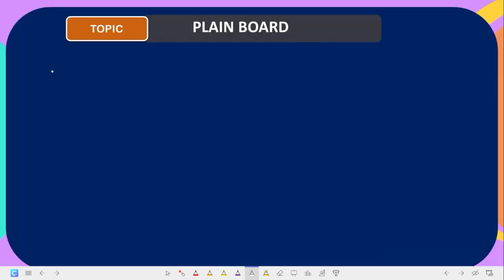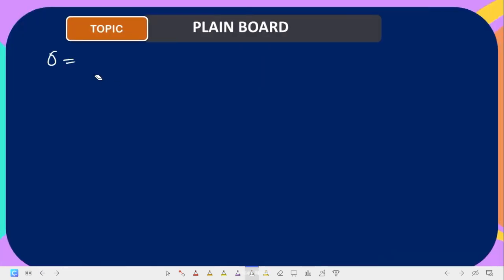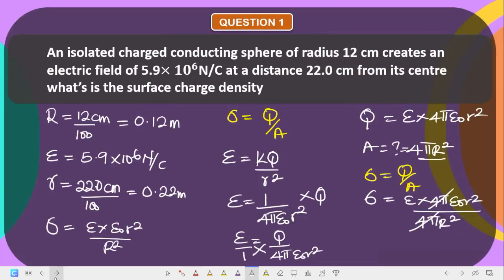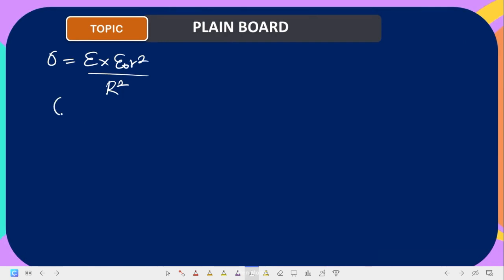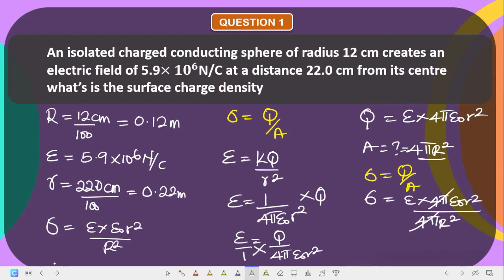Our surface charge density, which is written almost like 6 but it's not 6, is, what do we have here? E times E0 r squared divided by big R squared. So at the end of the day, the surface charge density would be equal to, what is your E? Your E is your electric field, which is given in the question.